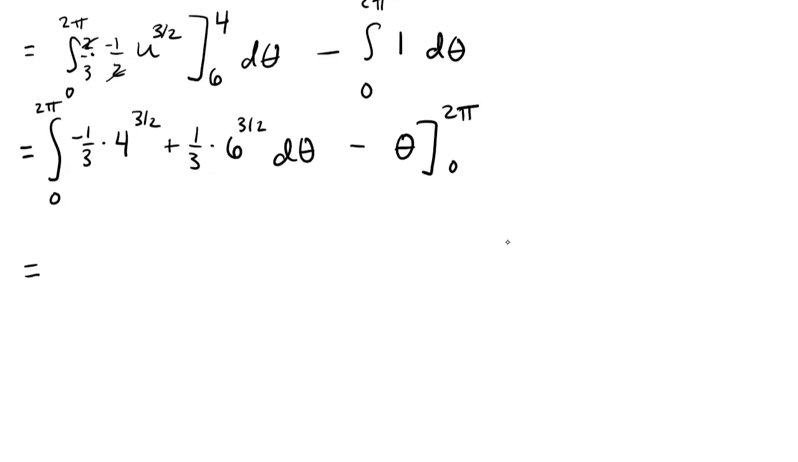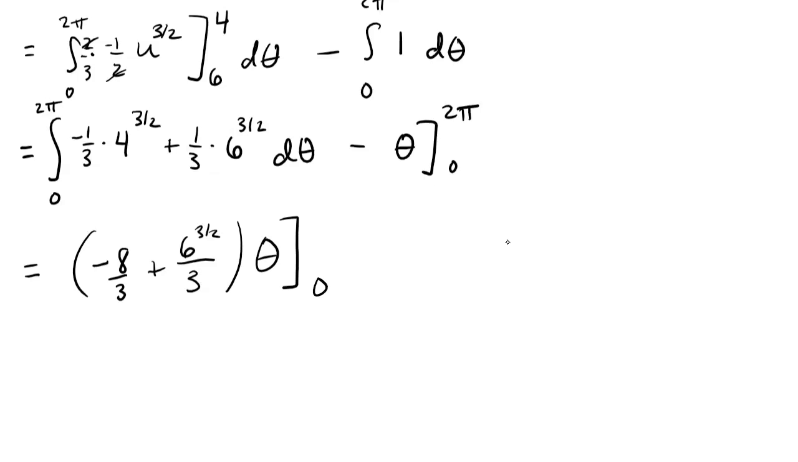All right, in this first part, notice everything on the inside there of this first integral is just a constant. We can work on cleaning it up a little bit, but then when we integrate it, it's just going to get a factor of theta. So if we think about 4 to the 3/2, it's really the square root of 4 cubed. So 2 cubed is 8. So we have negative 8/3. And then 6 to the 3/2, the square root of 6 isn't really anything nice, so we'll just leave it. So we have negative 8/3 plus 6 to the 3/2 over 3. This is all times theta, and we're going to evaluate theta from 0 to 2 pi.